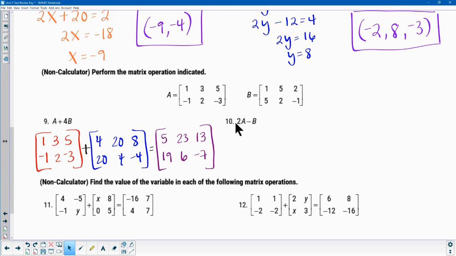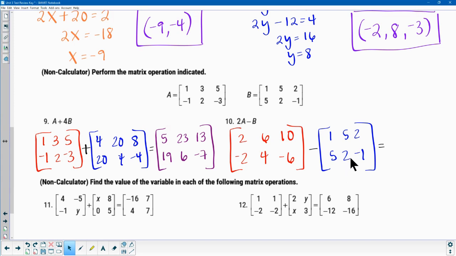Going to do the same thing for number 10, but this time I have 2A, which is the matrix given here, minus B, same procedure. I'm going to take the two numbers in the exact same position and subtract them, which should give me matrix 1, 1, 8, -7, 2, -5.